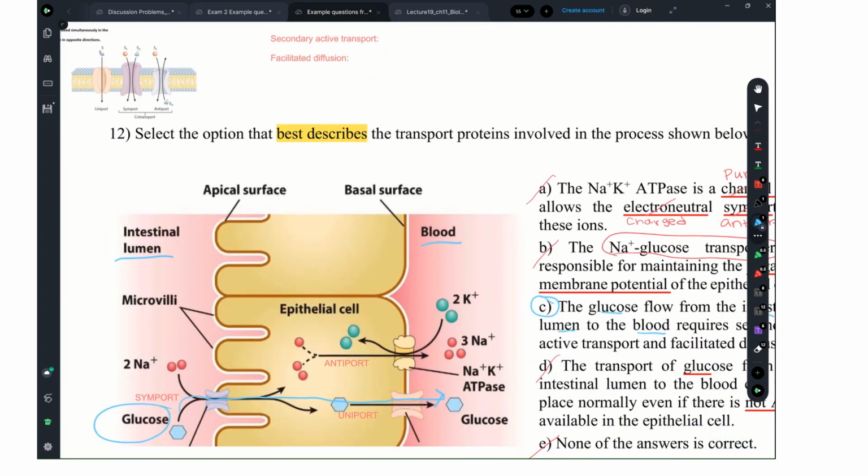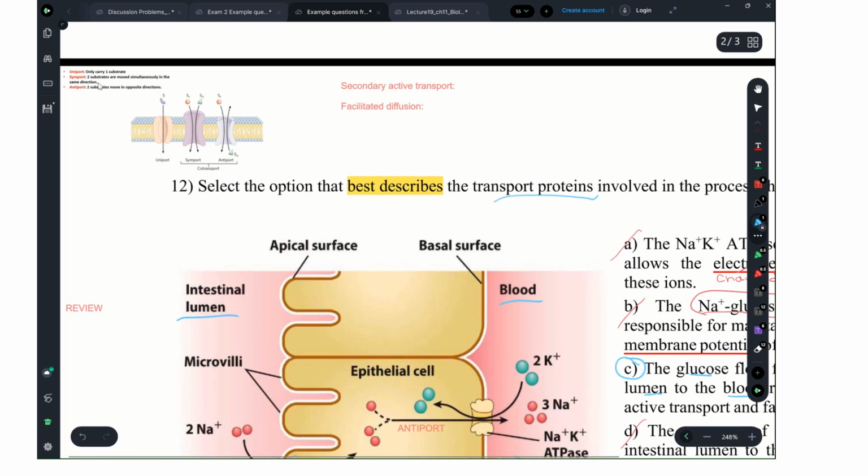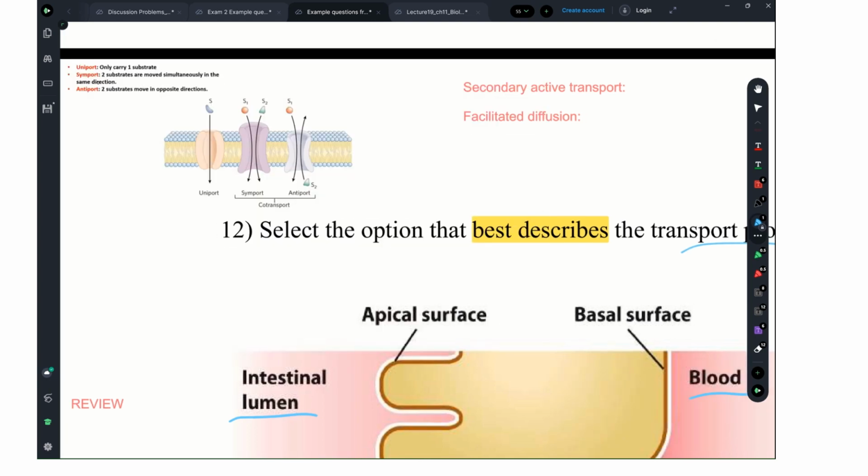Number 12, select the option that best describes the transport proteins involved in the process shown below. So up here we have different types of proteins. We have uniport, so that means only one substrate moves along. And then we have co-transport, when two substrates move at the same time. So we have symport, that means both substrates go in the same direction. And then we have antiport, and that's when one substrate moves in one direction and the other substrate moves in the opposite direction.